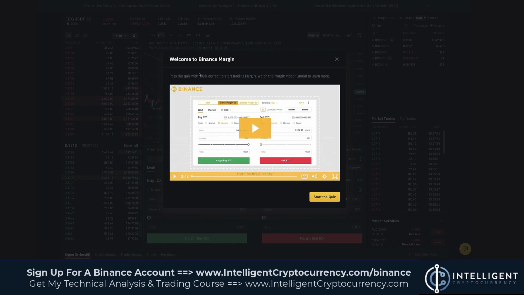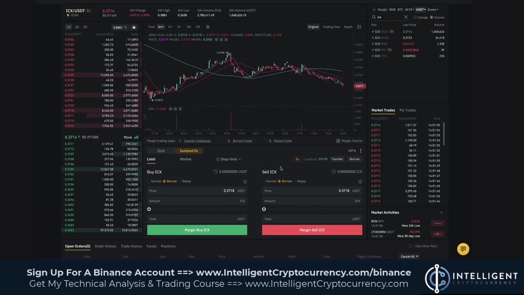So you can see over here, when you open the position, it basically tells you, welcome to Binance margin, pass the quiz with 100% correct to start trading margin. Watch the margin video to learn more. And it tells you what to do and you can start the quiz. Once you pass the quiz, you'll be able to start trading. So once you complete the quiz successfully, you will be able to have access to this. And what you can do is you can borrow to be able to make the trades with leverage.